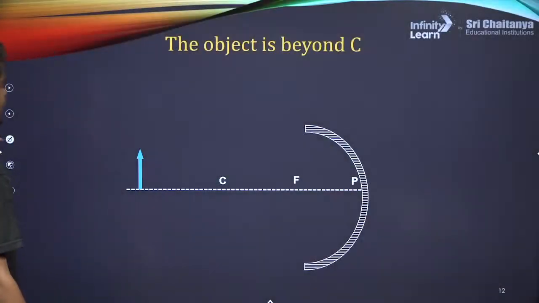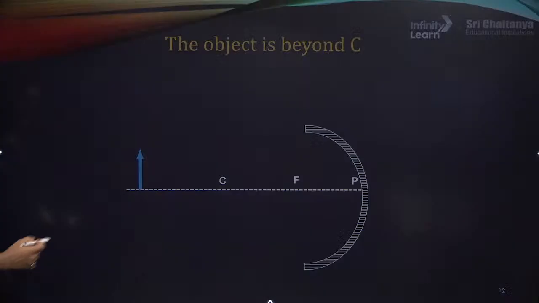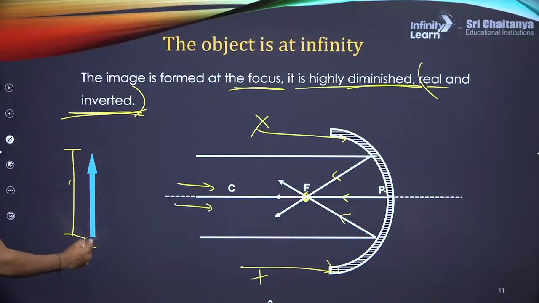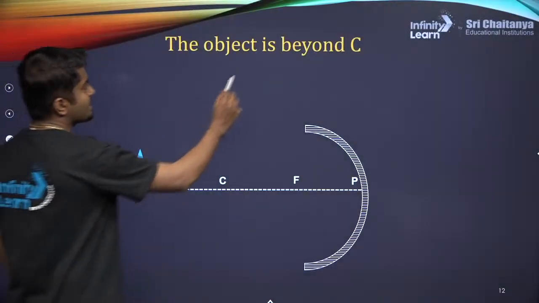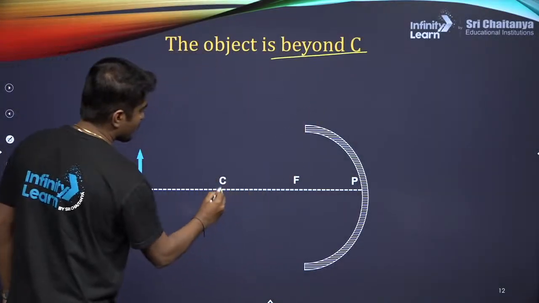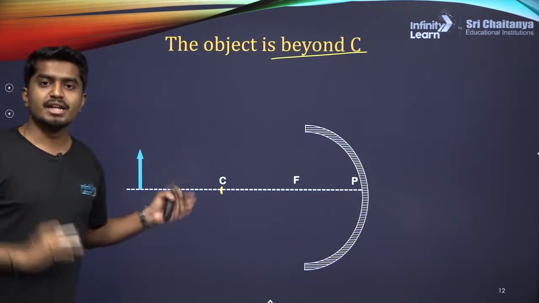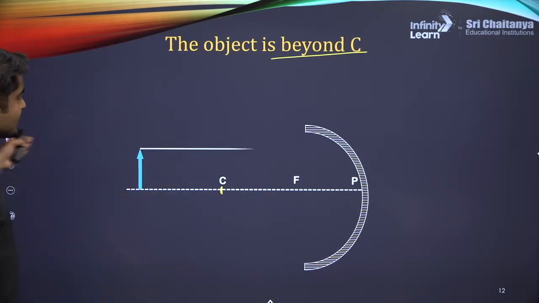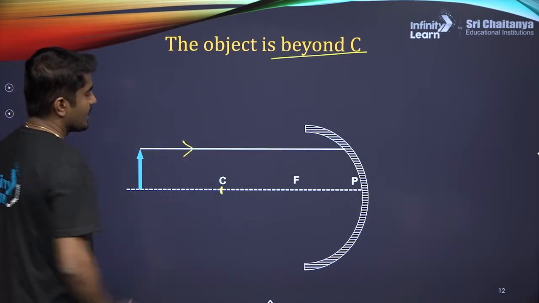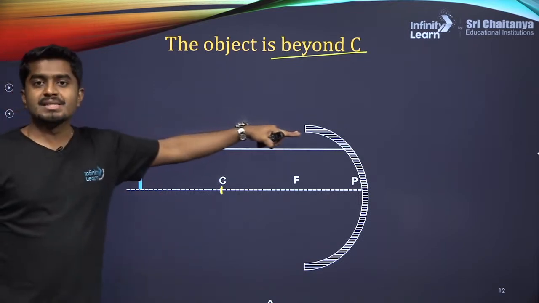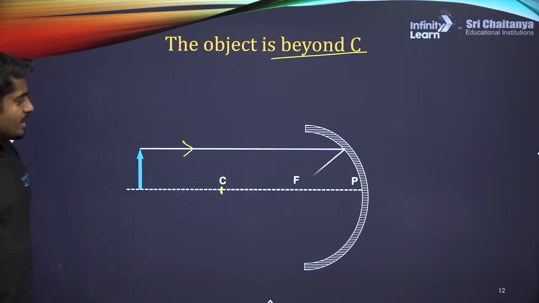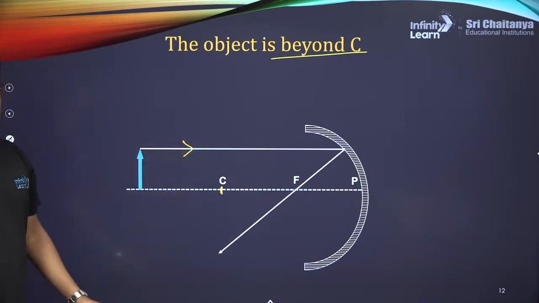So now you bring the object. Earlier the object was at infinity. See, this object is at infinity. You bring the object a little closer. So now the object is beyond C. This is our center of curvature. The object is further away from the center of curvature. Now there is an incident ray parallel to the principal axis. What will happen? It will pass through the focus.